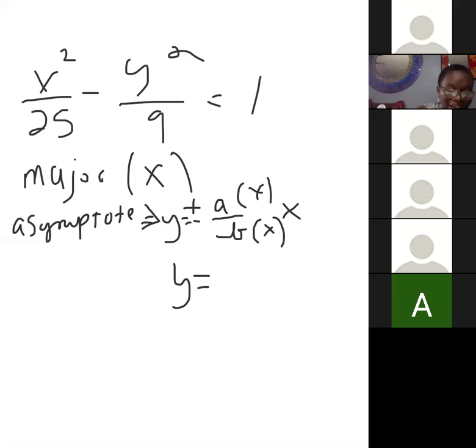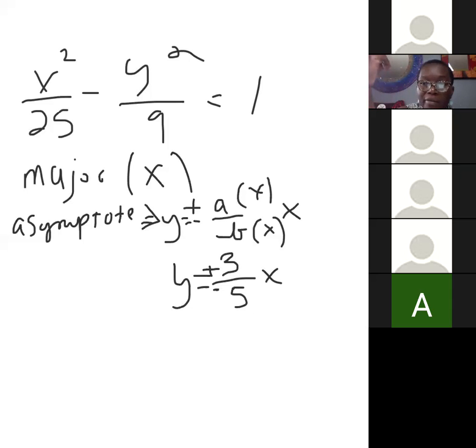Okay, so the a value in this case would be the square root of 9. So that would be 3. And the b value would be the square root of the denominator of the x. So that would be 5. Are you guys okay with that for the oblique asymptotes? Any questions about that? It's rise over run.